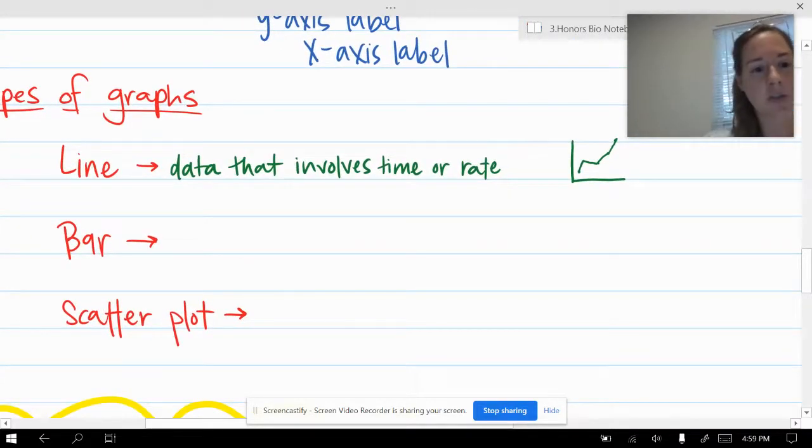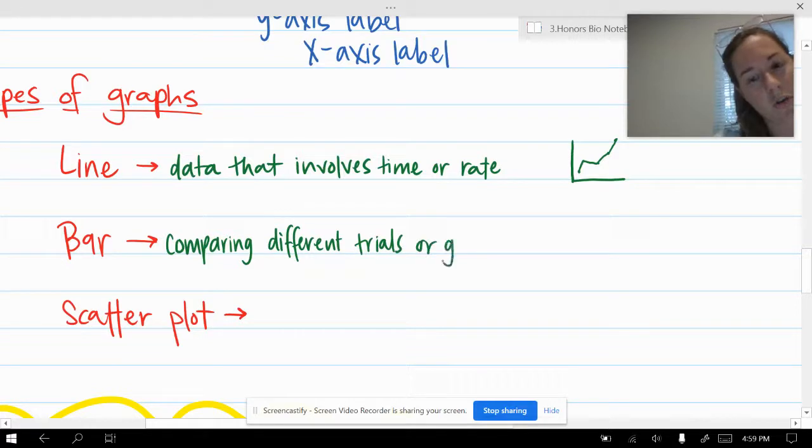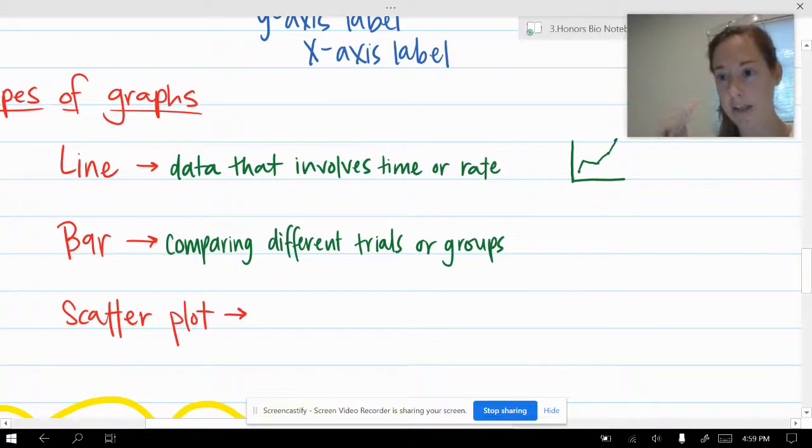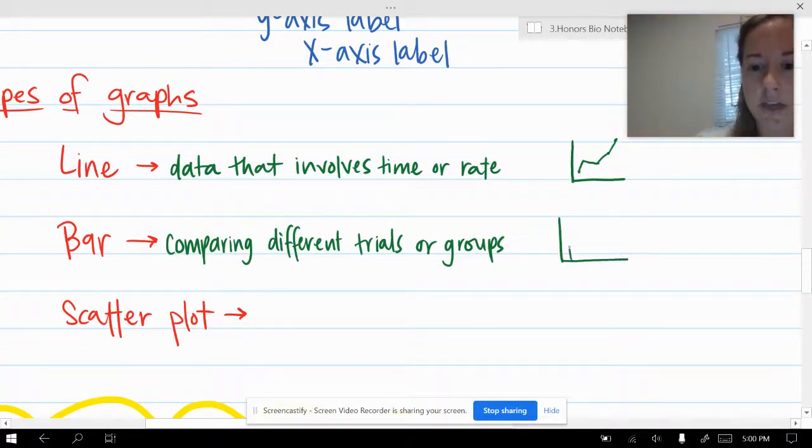Bar graphs are going to be most useful for comparing different trials or groups. This is what we're going to use for our ant experiment because we're going to have 6 different foods. We're going to have a bar graph to show how many ants came to the different food types. It'll be really nice for comparing those 6 different food groups and seeing which bar is the highest. So this is the bar graph, looks like this.